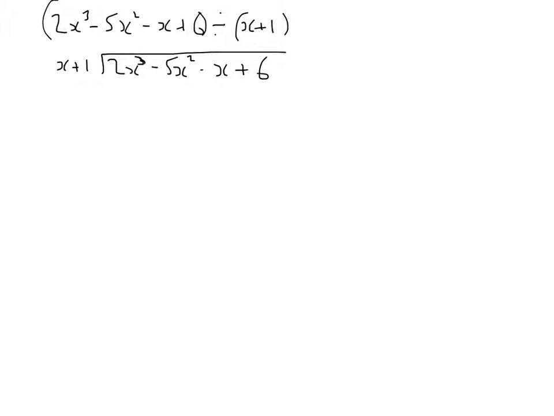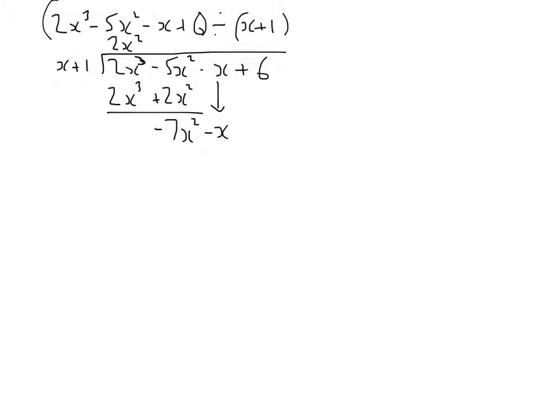So first things first, how many times does x go into 2x cubed? It goes in 2x squared times. So then I'm going to times 2x squared by this whole expression here to get 2x cubed again plus 2x squared. I draw my line. Now I do my takeaway. 2x cubed take away 2x cubed gives me nothing. Minus 5x squared take away positive 2x squared gives me minus 7x squared. And I bring down that minus x.